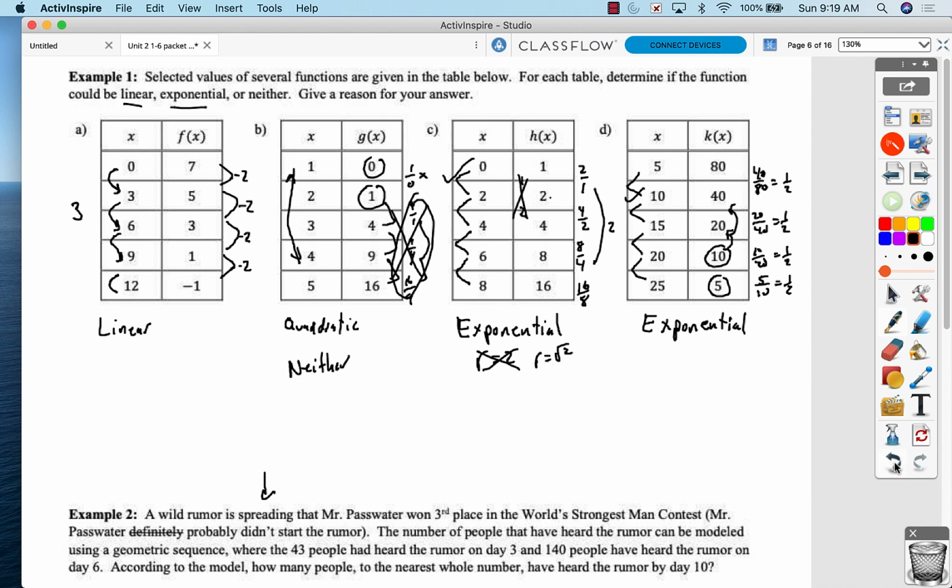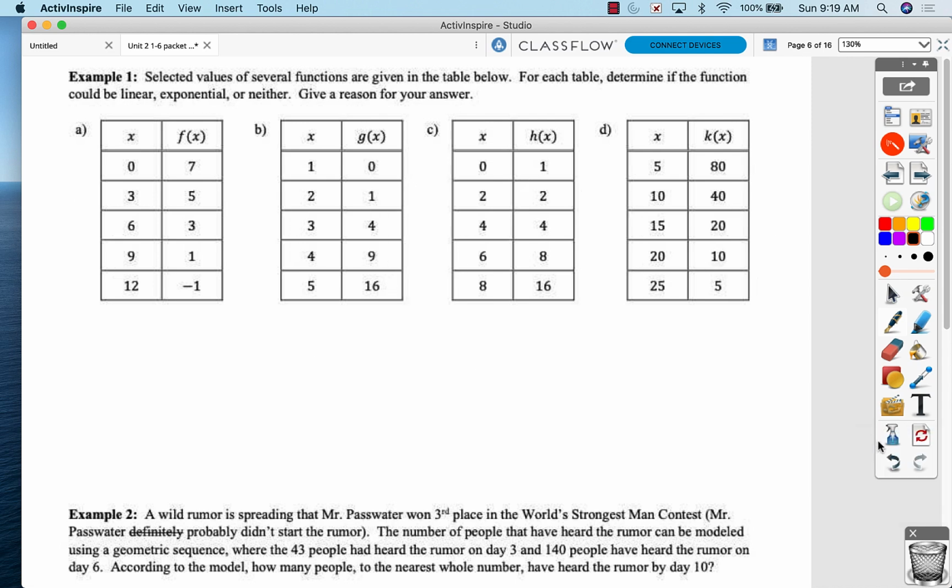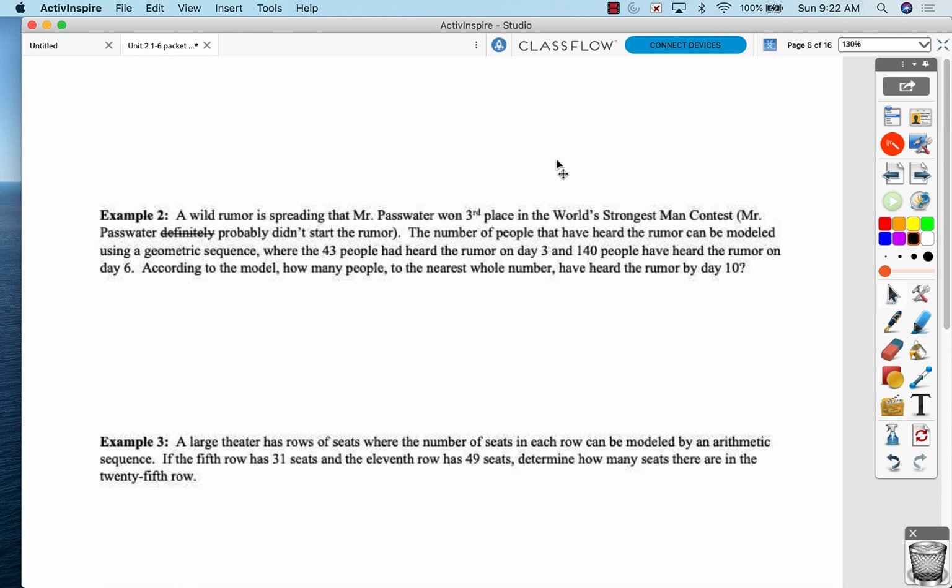Okay, now let's go ahead and do one of these word problems. No, I was joking. I didn't have it paused.